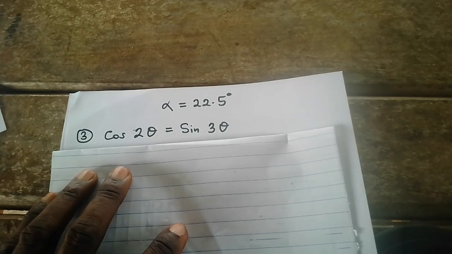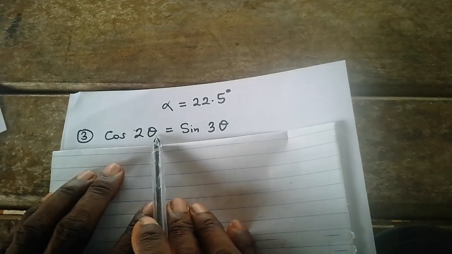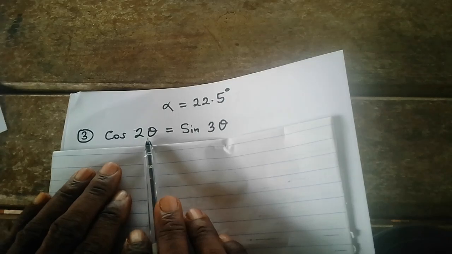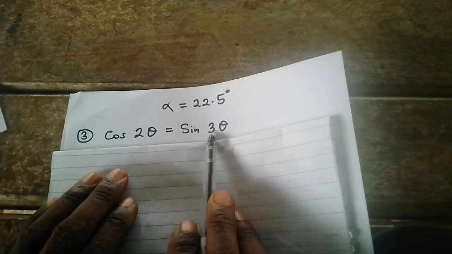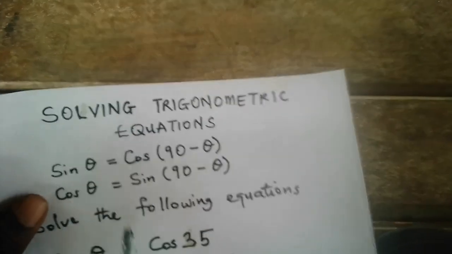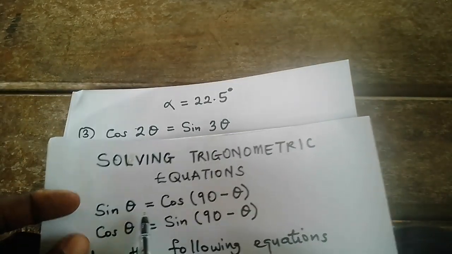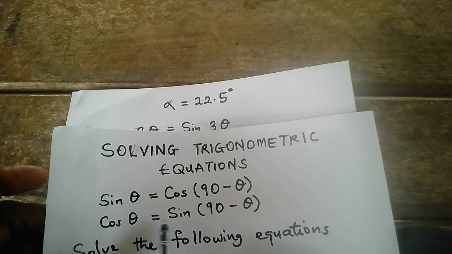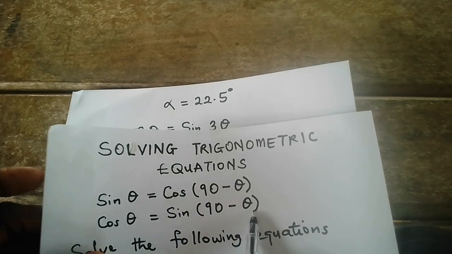Considering this third example, cos 2 theta equals sine 3 theta. You know, in the identities, we said that sine theta equals cos 90 minus theta and cos theta equals sine 90 minus theta.